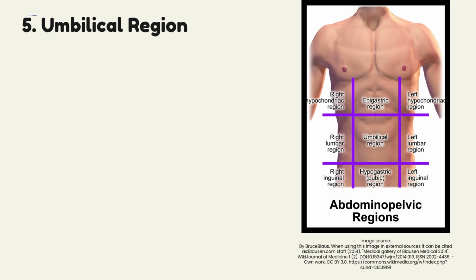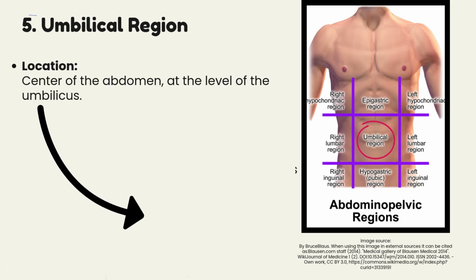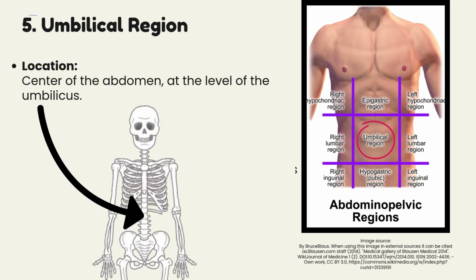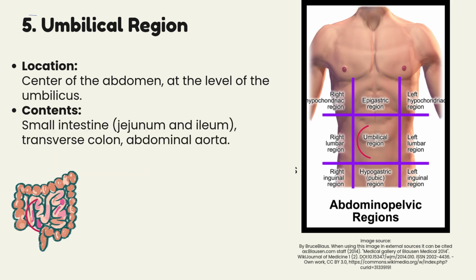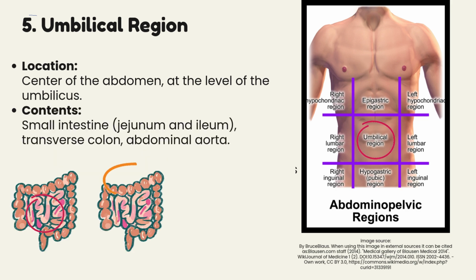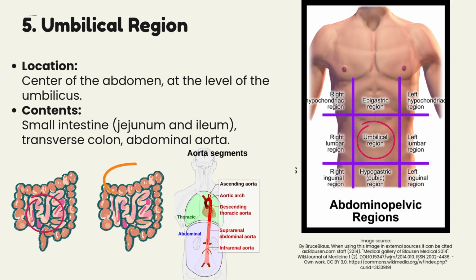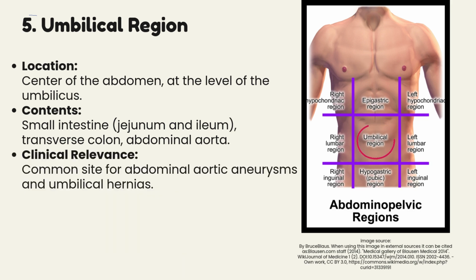Number 5. Umbilical region. It is located in the center of the abdomen, at the level of the umbilicus. It consists of the small intestine, jejunum and ileum, transverse colon, and abdominal aorta. It is a common site for abdominal aortic aneurysms and umbilical hernias.